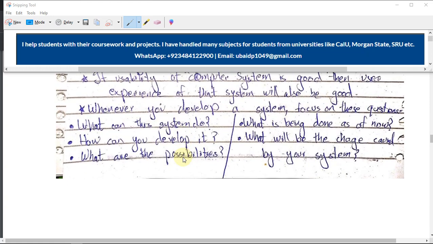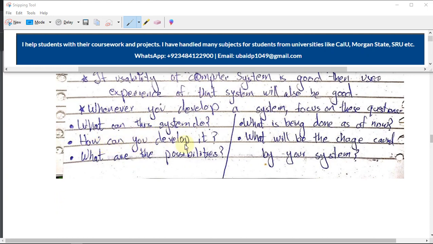What are the questions? What can this system do? What you are developing, you should be super clear about the objectives of what you are doing and why you are doing it, right? There shouldn't be any vagueness in the requirements or anything like that.